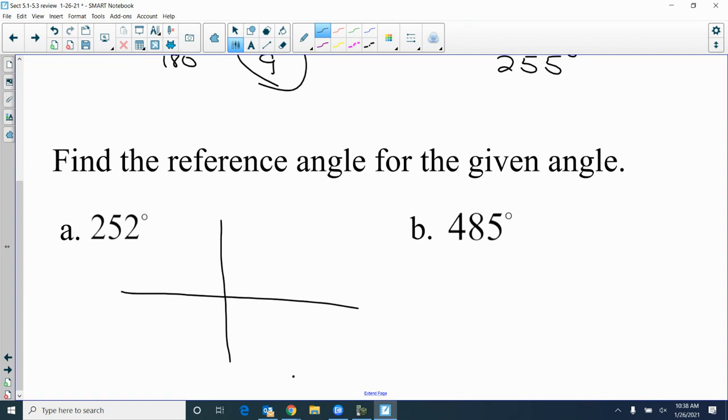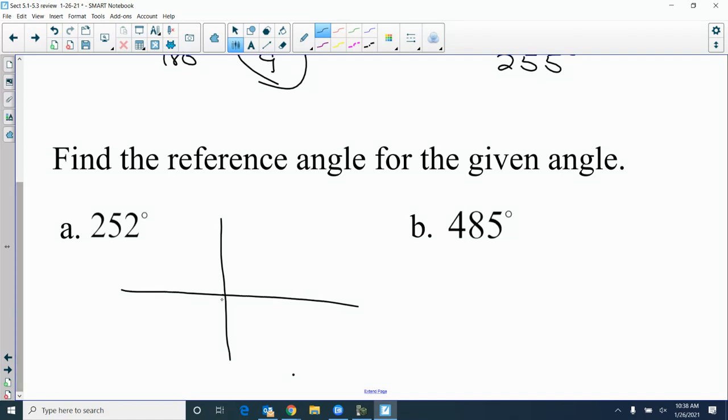72. 72? Yes, correct, 72. One thing on these ones right here. Every now and then there's a tendency to want to do the smaller one, 252. Remember, your reference angle is always with the x-axis. So in this case, you take 252 minus 180, which is 72. All right, get 485 if you haven't gotten it.